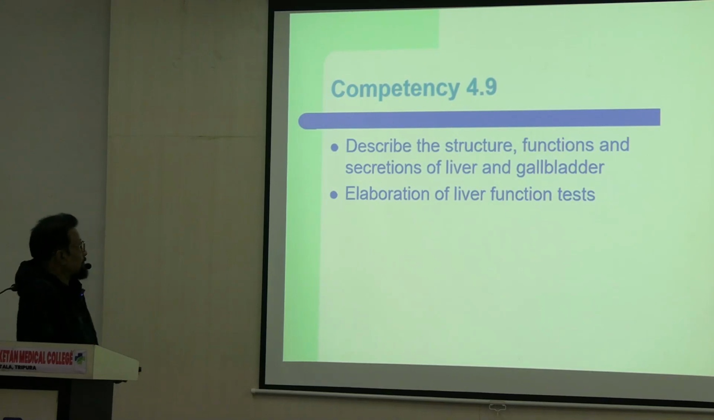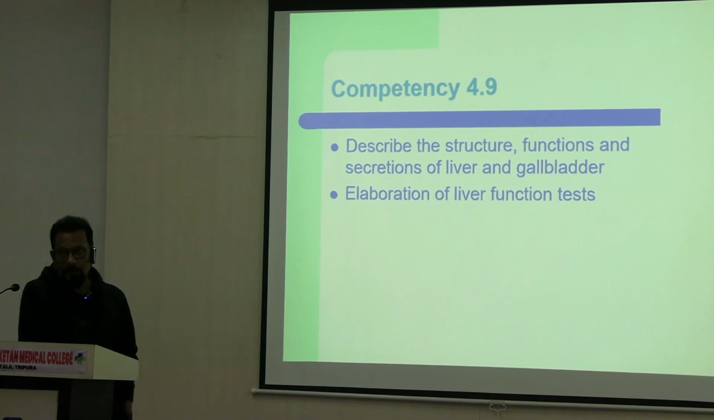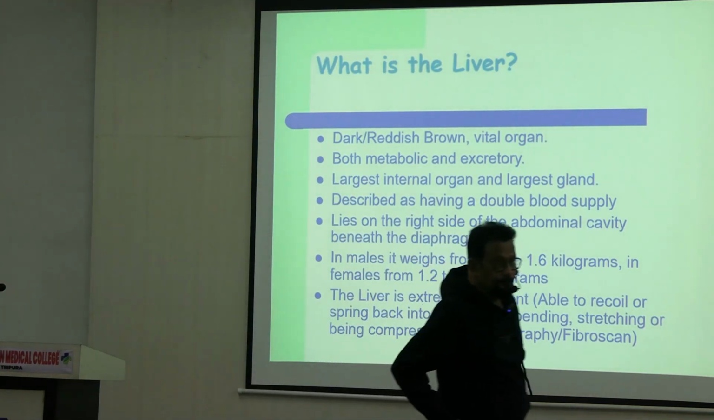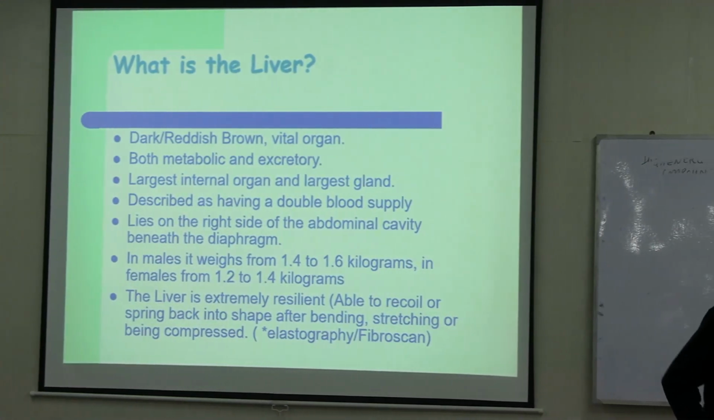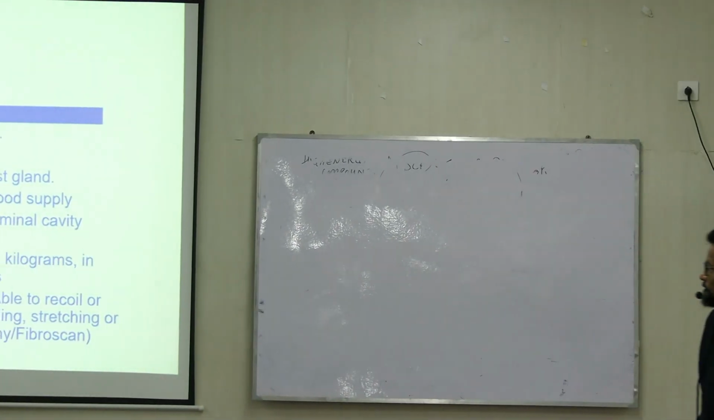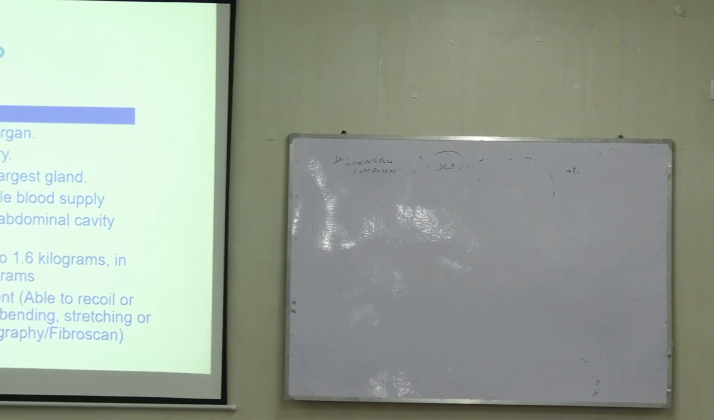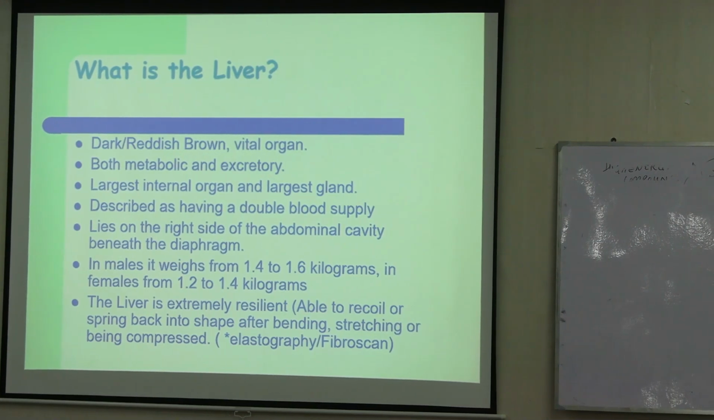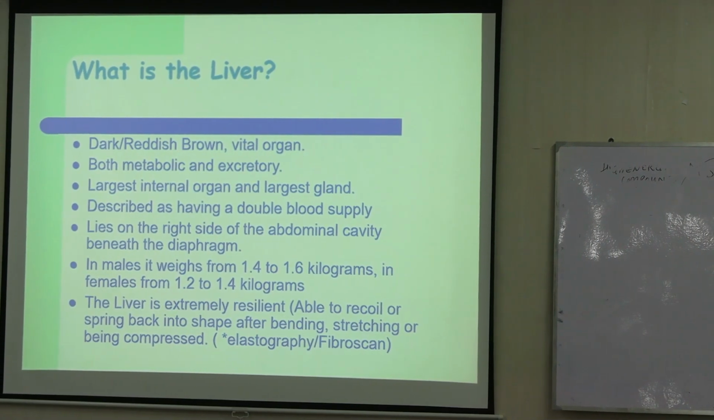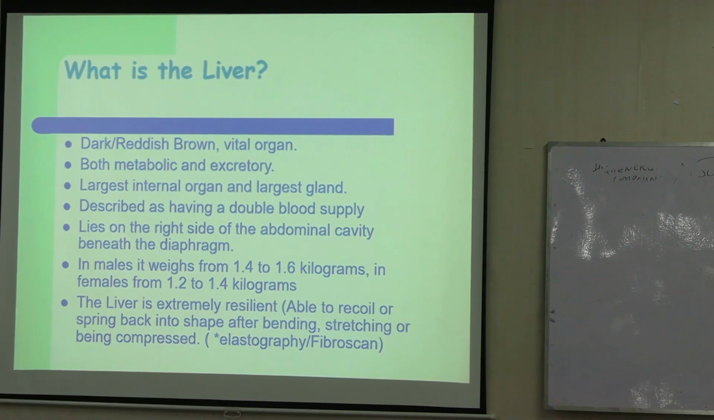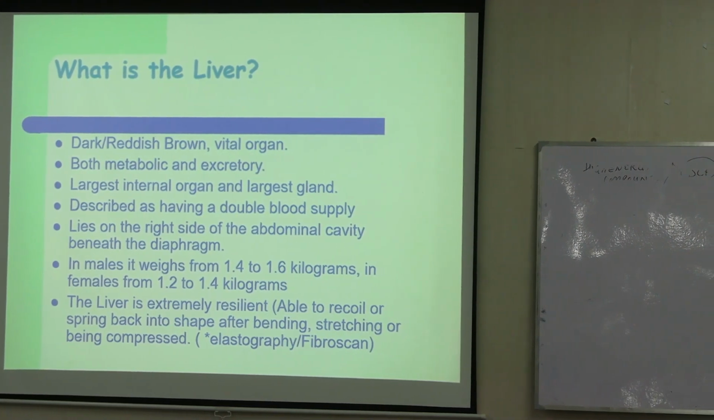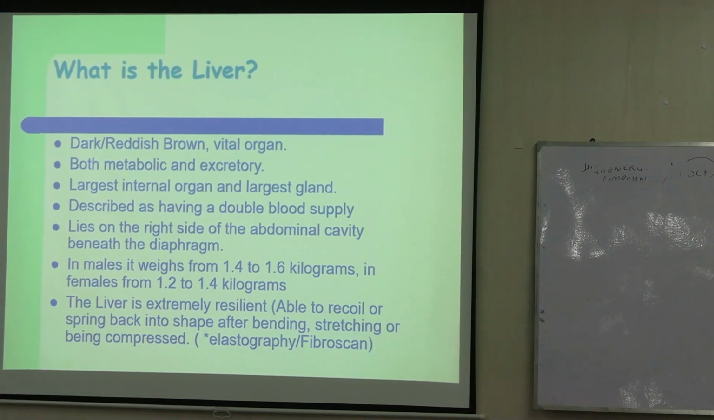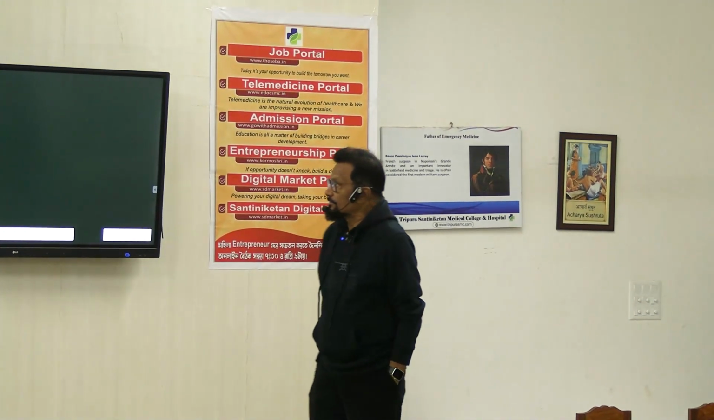So I will confine today's lecture to the structure, functions, and secretions of the liver and gallbladder. So what is the liver? The liver is the largest organ in our body. It weighs about 1.4 to 1.6 kilograms, and in women it is relatively less, 1.2 to 1.4 kilograms. Its main function is metabolic. It has synthetic as well as excretory functions.